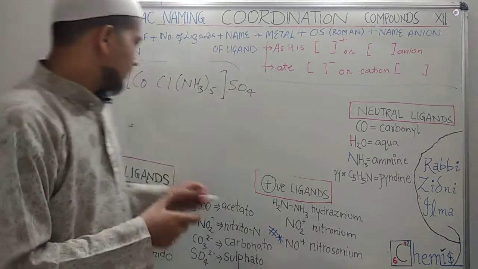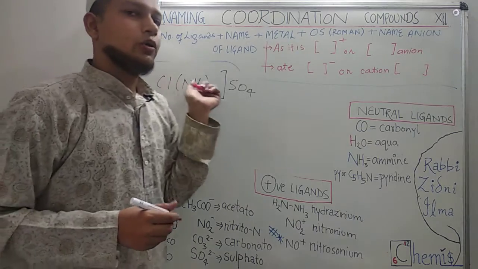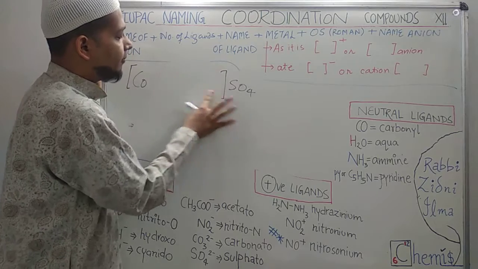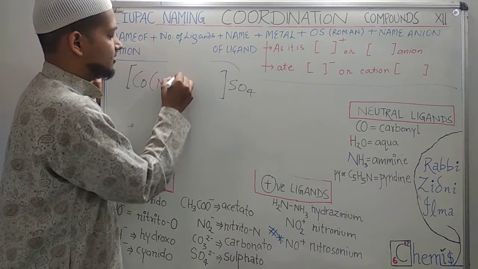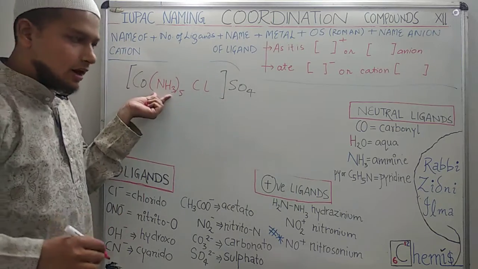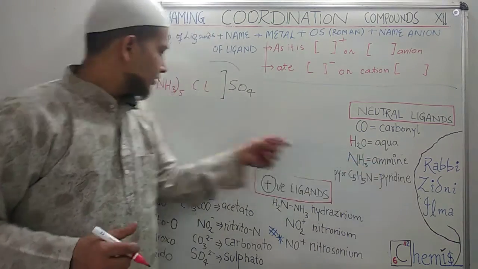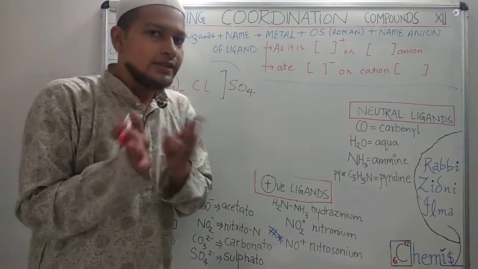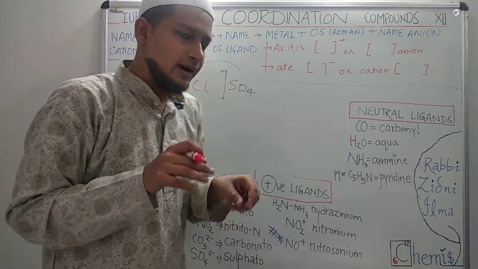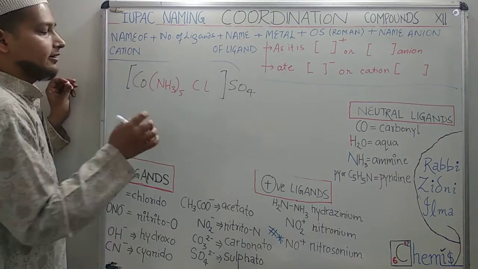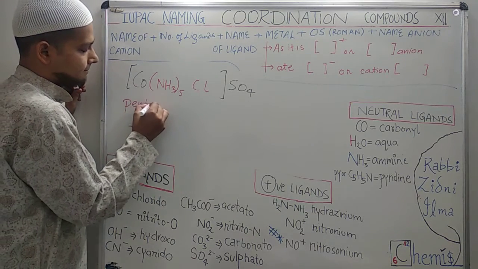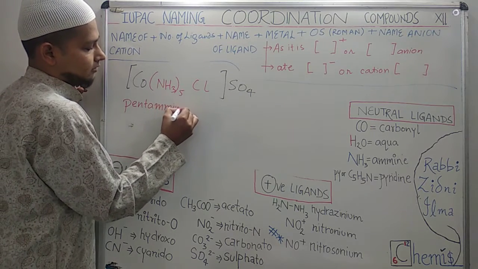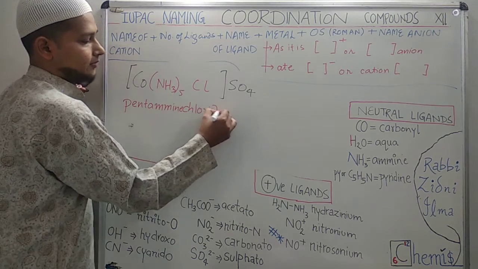Now for naming this, look here, we have two different ligands. In order to name them, first of all, we have to name them in alphabetical order. Alphabetical order says NH3, ammine, A, will come first, and then chlorido, because it is C, and there will be no spacing, no pressing of the space bar while naming the ligands. So the name starts as pentaamminechlorido with no spacing.